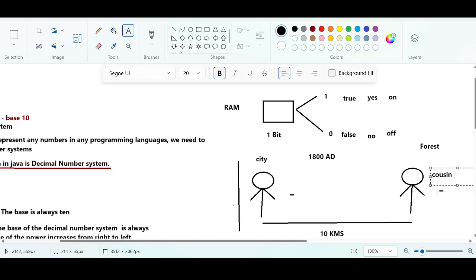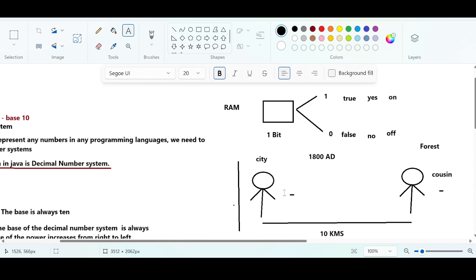Or if there is any kind of poaching happening in the forest, or if there is any forest fire, or any kind of malpractices happening in the forest. If my cousin is facing any threat, he needs to transfer that message to me. He needs to communicate it to me.